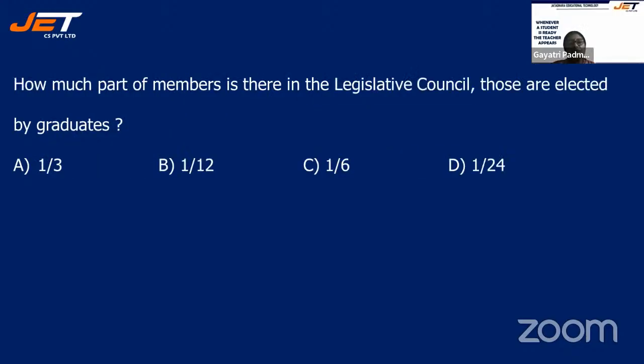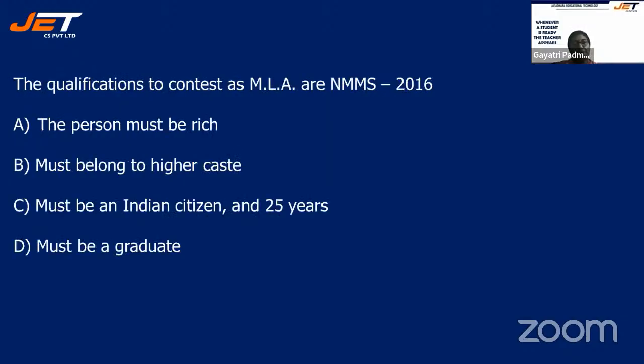How much part of members is there in the Legislative Council who are elected by graduates? Okay, so how many parts of members is there? 1/3, 1/12, 1/6, or 1/24. Let's see the answer. It is 1/12.